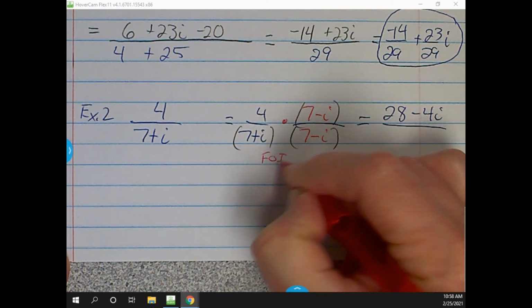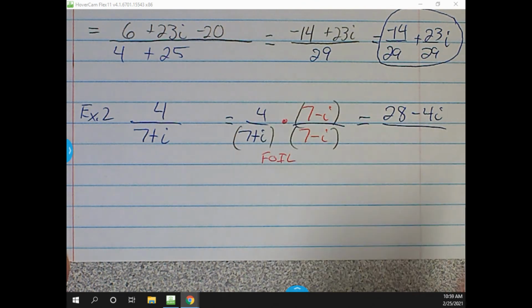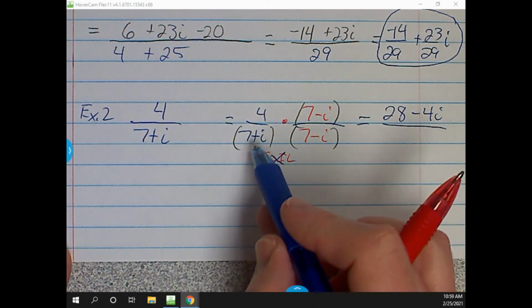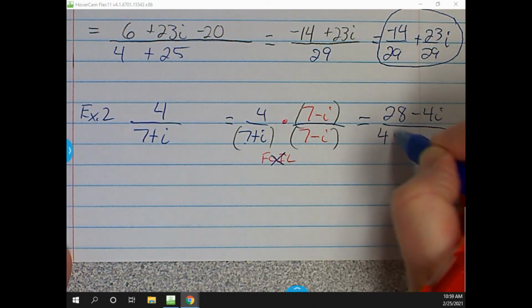But here's the good thing about anytime you do these. The O and the I are going to knock themselves out. So you really don't even have to worry about that part of it. Because, again, if it's a conjugate, these two middle terms always will knock each other out. So it's really just 7 times 7 for 49.